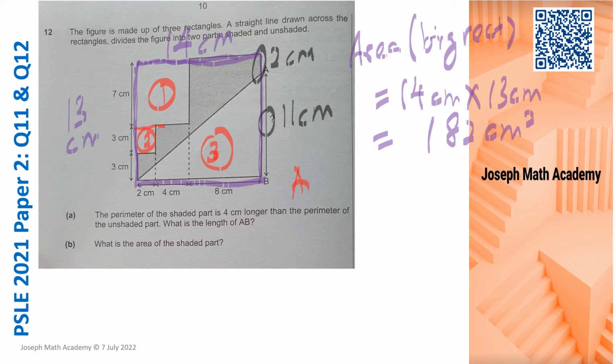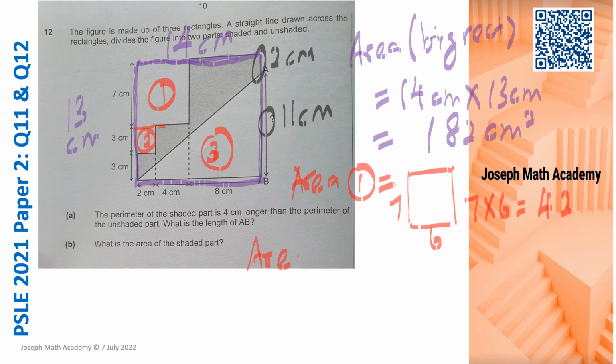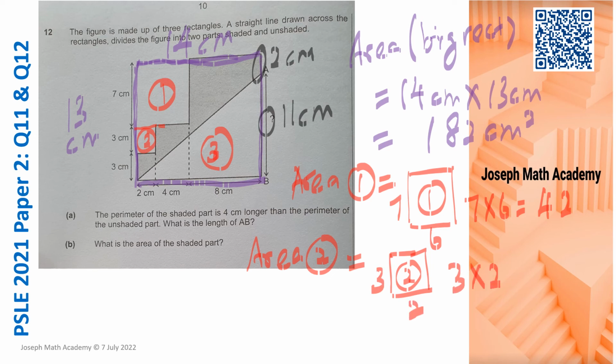I'm going to find area of 1 first. Now, area of 1 is actually a rectangle. 1 looks like this. I'm going to resketch. It's actually 7 and 6. So the area of rectangle number 1 is 7 times 6, 42. Now I'm going to move on to the area of 2. And area of 2 looks like this. It is 3 here and 2 here. So again, length times breadth gives me 6.